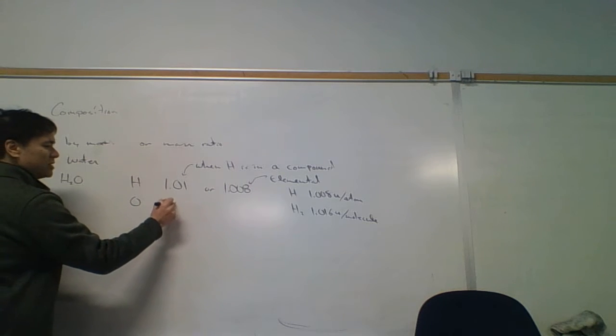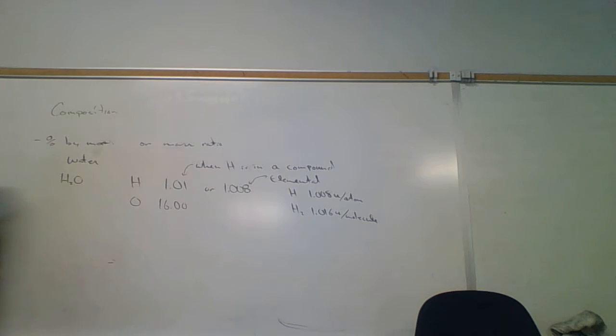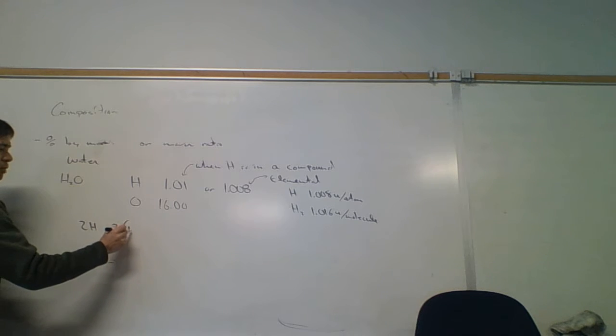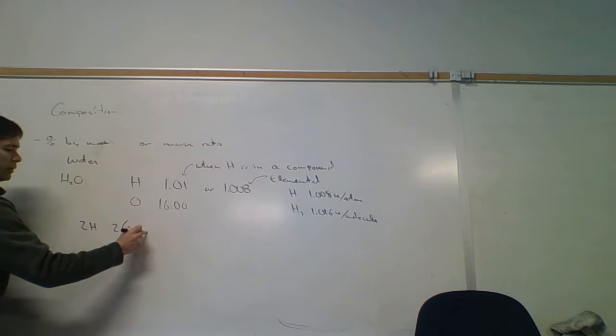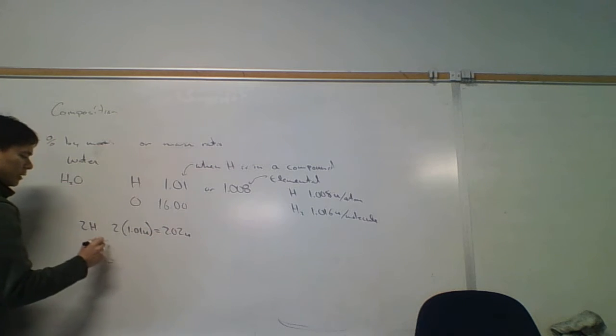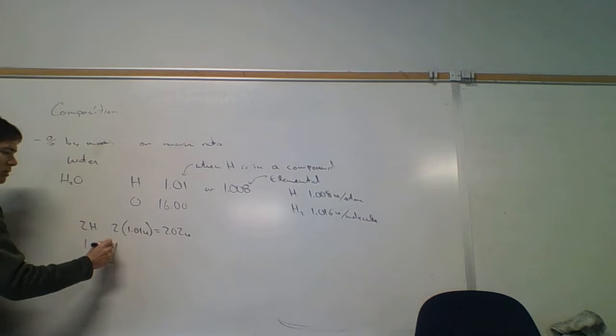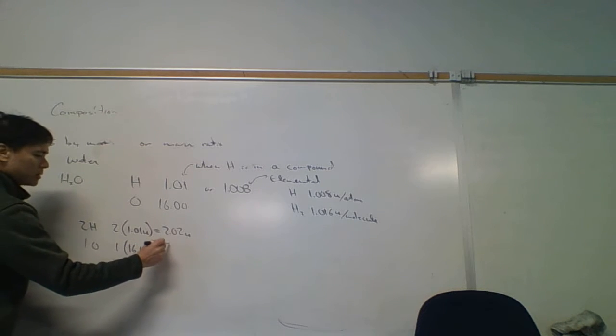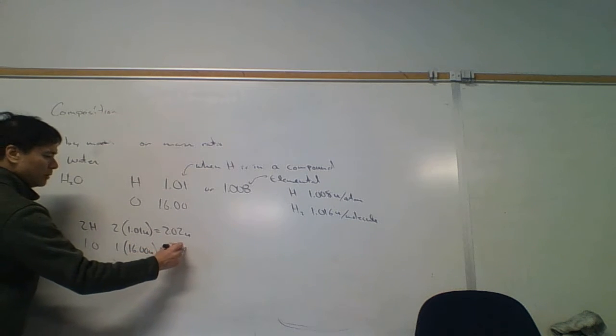But if I look at water, O is easy. It's 16.00 to 2 decimals. So we can remember that. And so for H2O, I have 2 hydrogens. 2 hydrogens is going to be 2 times 1.01 U, which gives us 2.02 U. And then we have 1 oxygen. 1 oxygen is 1 times 16.00 U, and that's going to give us 16.00 U.